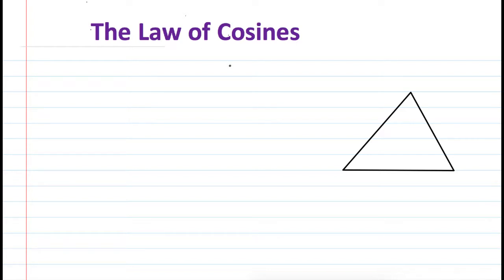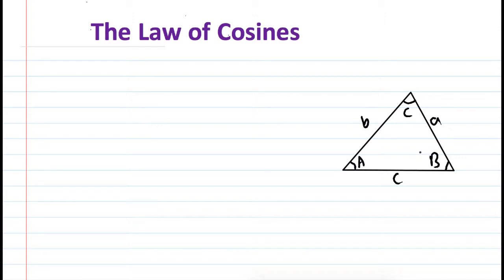Basically the law of cosines says that if you have a triangle like that, such that this side right here is A, this side right here is B, and this side right here is C, that means the angle that is opposite to A is A capital, this would be C capital, and this would be B capital.